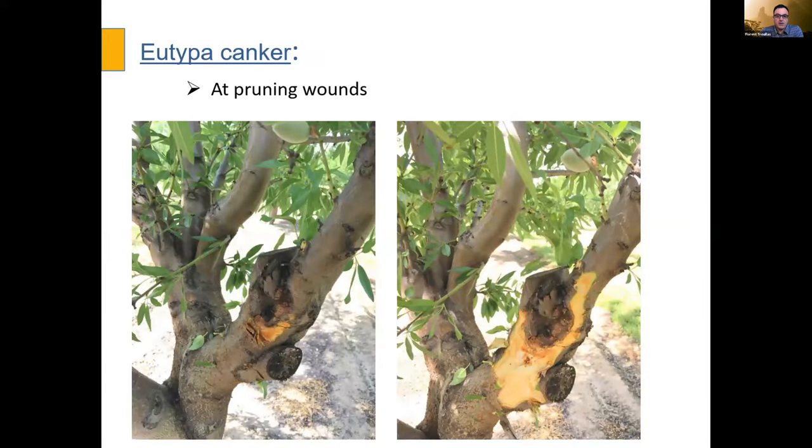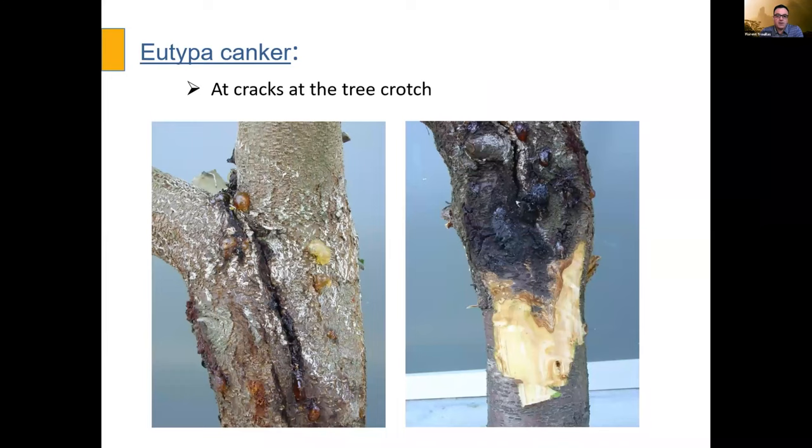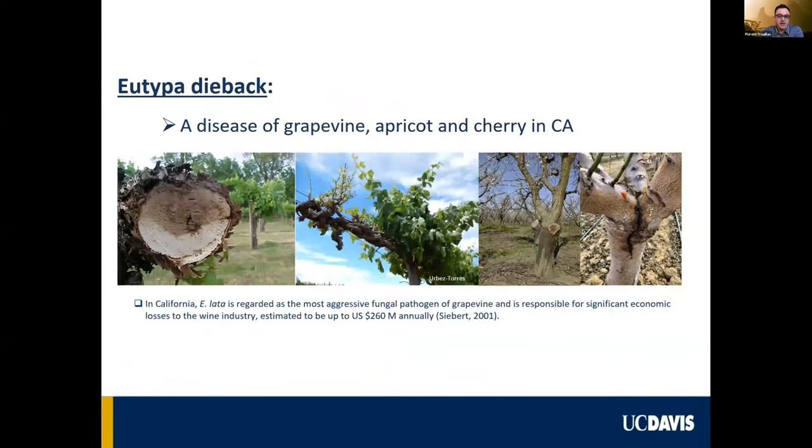Eutypa canker, we also found it in almond at pruning wounds, and it's not uncommon, again, in the Sacramento Valley. But we also see quite often these Eutypa cankers developing at cracks near the tree crotch. As you know, Eutypa dieback has been a long-studied pathogen of grapevine and apricot here in California. And it's definitely a pathogen of the northern portion of the state where precipitation and humidity is much higher than the southern San Joaquin Valley, where it is less likely for the fungus to develop and produce a fungal fruiting structure.